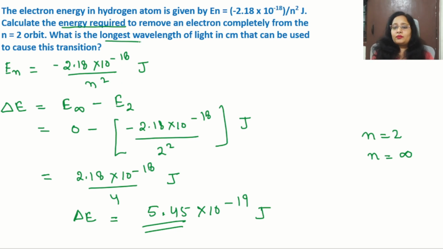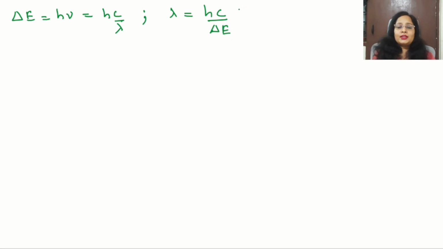Now come to the longest wavelength of light which is required. For this, as we know, delta E is equal to h mu. One more relation we know is hc by lambda. From this we came to the concept that lambda is equal to hc by delta E. We can write it like that. Now h is Planck's constant, c is the speed of light, and the delta E value we found just now. So putting all the values we can find the longest wavelength.